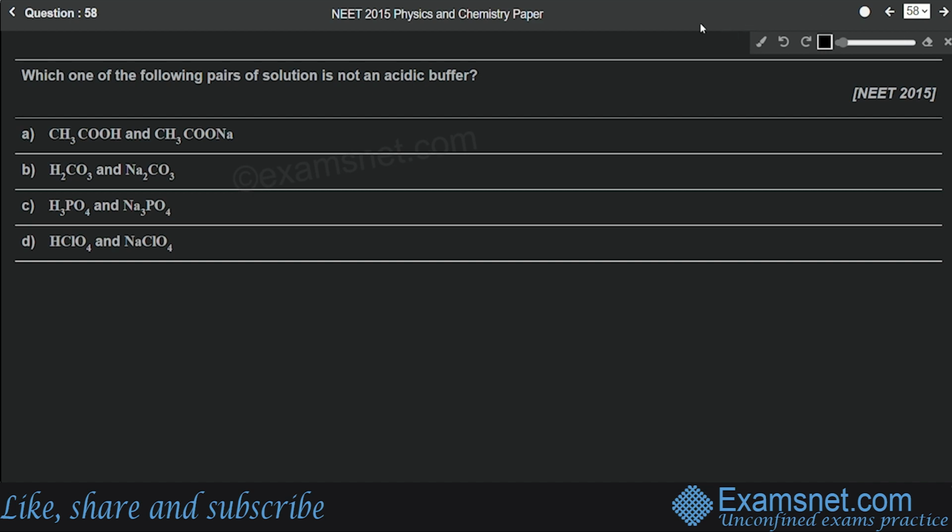Question number 58 is from the chapter Equilibrium, and the question is, which one of the following pairs of solution is not an acidic buffer? Okay, so we know that an acidic buffer is a mixture. Let's write it down here. It is a mixture of weak acid and its salt. That means salt of weak acid with a strong base. That means the acid here should be a weak acid.